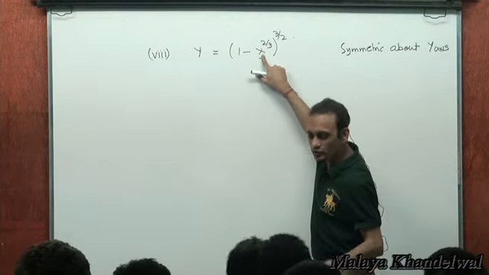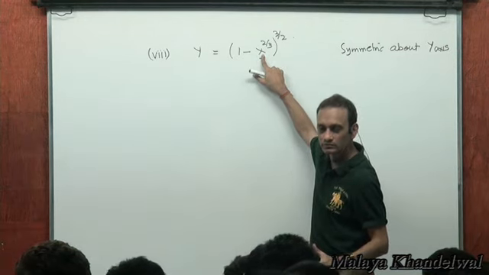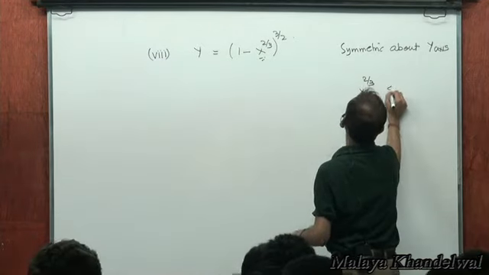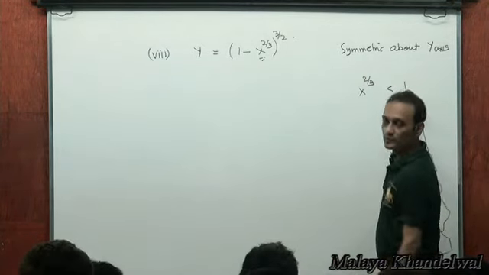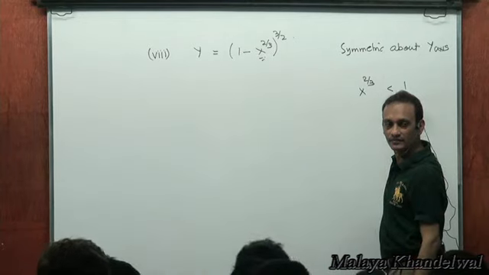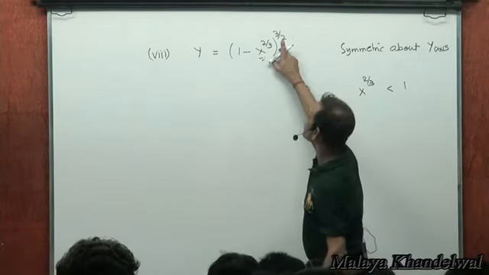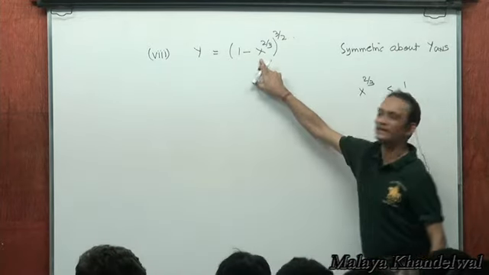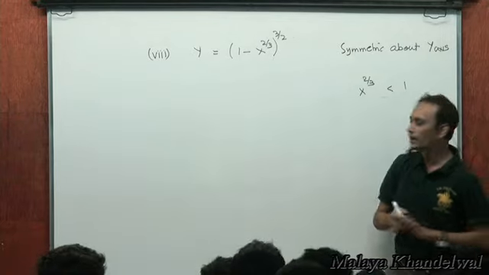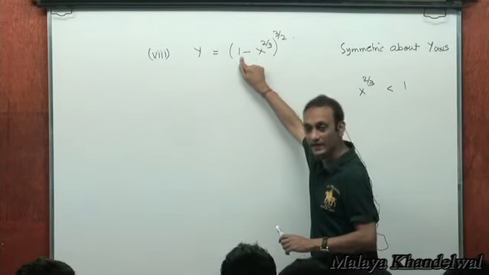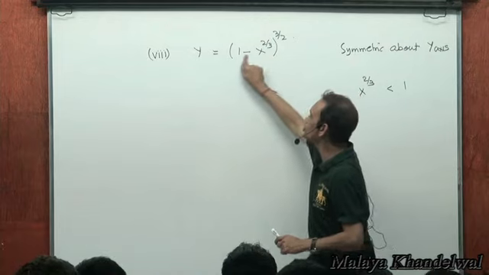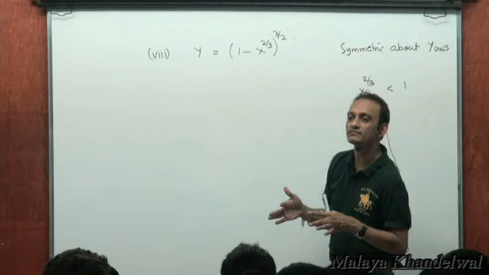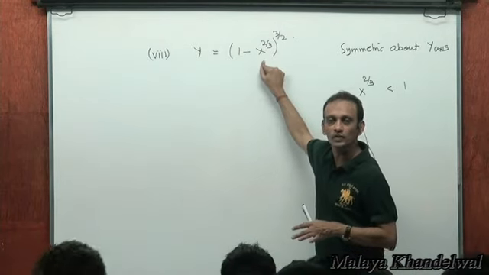Because x to the power 3/2 must lie between -1 and +1. I mean, x to the power 2/3 must be numerically less than 1. Yes or no? Because you have a square root there, so this can't be greater than 0. I'm so sorry, this can't be less than 0. So for sure, x must lie between -1 and +1 only.